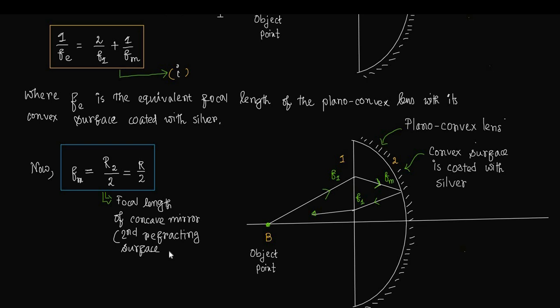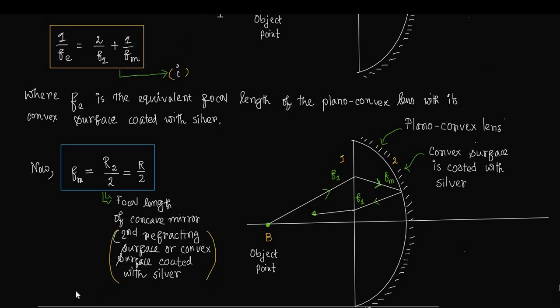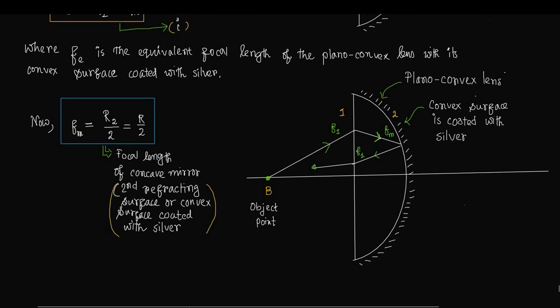fm is equal to R by 2, that is the focal length of the concave mirror, or the second refracting surface, or the convex refracting surface coated with silver. fm is equal to R by 2.